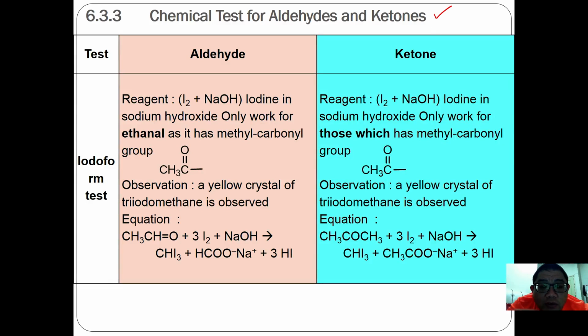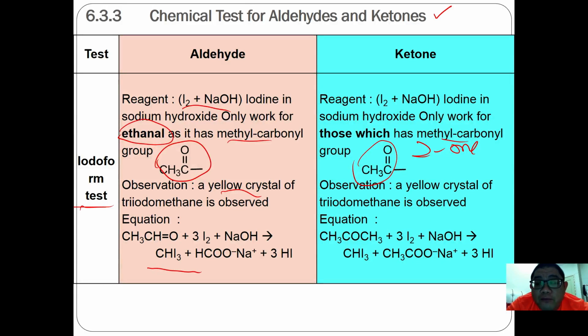The first test we are going to see here is the iodoform test. For iodoform, we are going to use alkaline iodine solution. For aldehyde, it only works for ethanal, because it contains a methyl carbonyl group. So this is a methyl carbonyl group. What we observe is a yellow crystal or yellow precipitate formed according to these equations. As for ketone, anything with 2-one will give a positive test because they have a methyl carbonyl group. So you observe a yellow crystal.